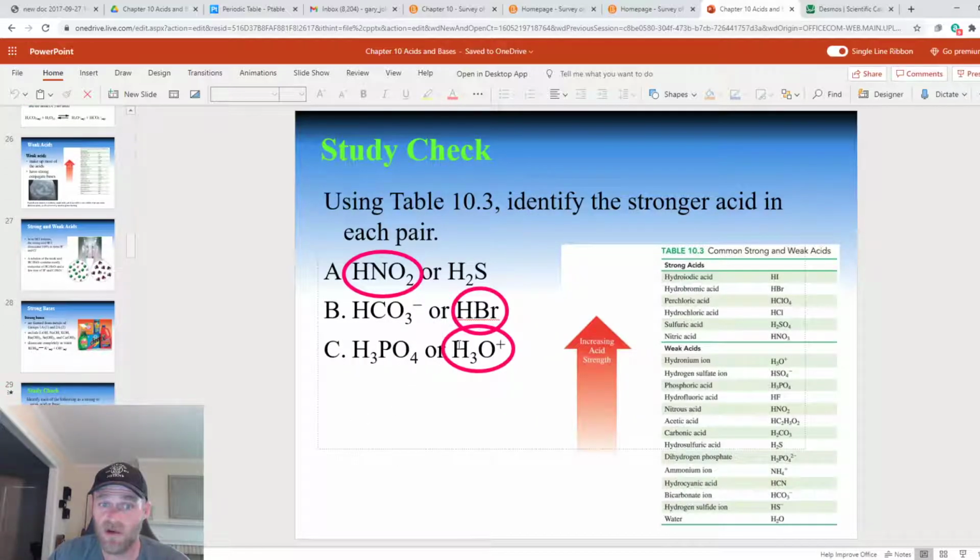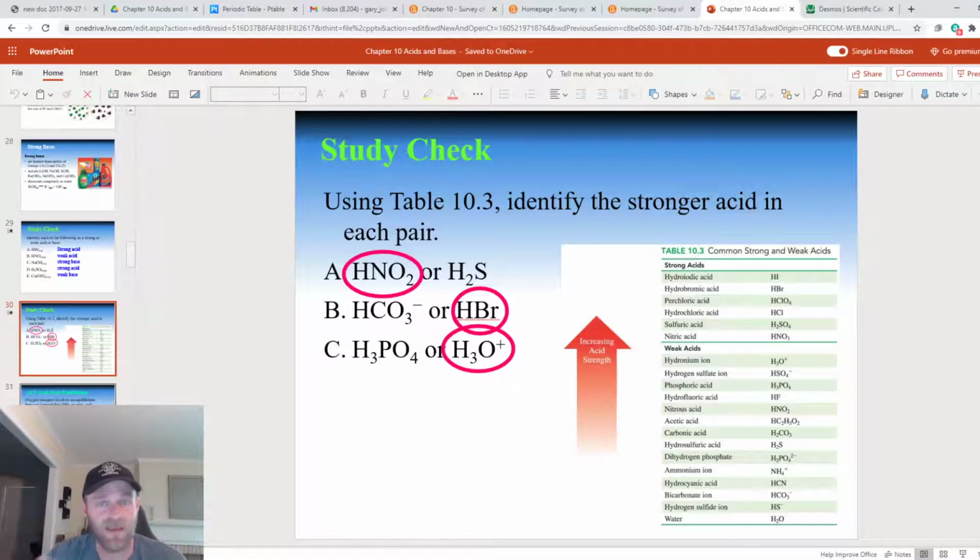Just use your chart, right? Use your chart to compare the acids or the bases. There may be questions on Mastering Chemistry that compare the conjugate acid or the conjugate base. That's why I said it's important to remember: weak acid, strong conjugate base; strong acid, weak conjugate base. And the same thing goes with bases. Strong base, weak conjugate acid; weak base, strong conjugate acid.